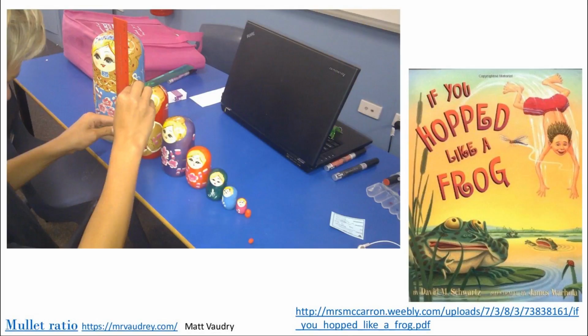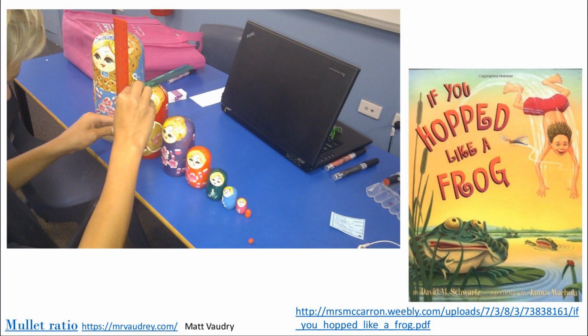This was another one I did in the classroom, the little Russian dolls. We had a look to see if they were in proportion. Matt Vaudrey's got another great activity called the mullet ratio. We actually put our own photos in there as well of our 80s hairstyles with our big hair and so on. It was quite funny. The kids thought that was funny. And that other one there is a great little book.